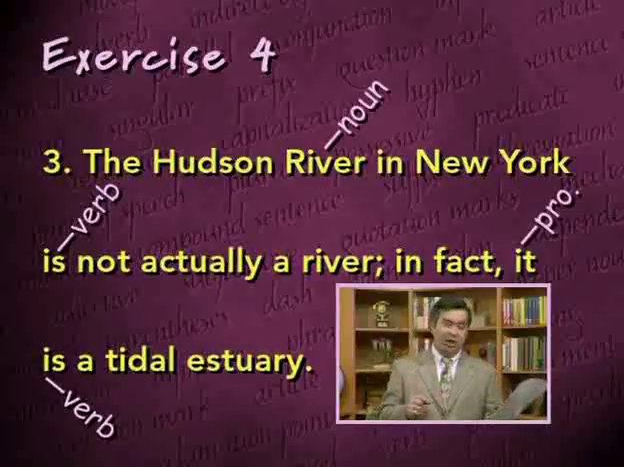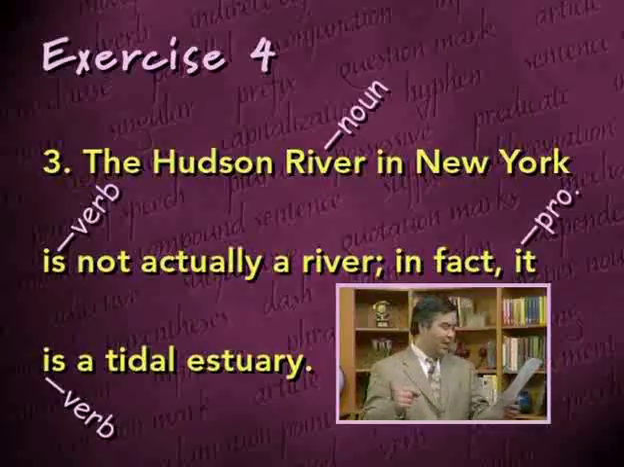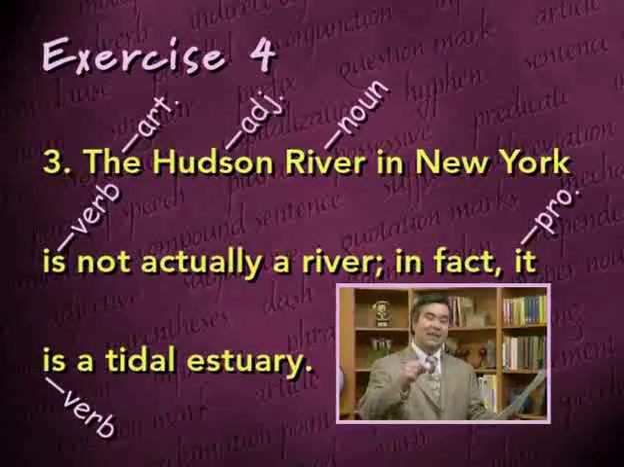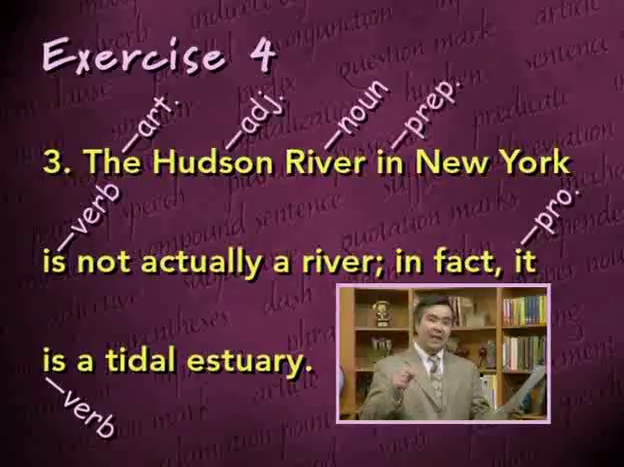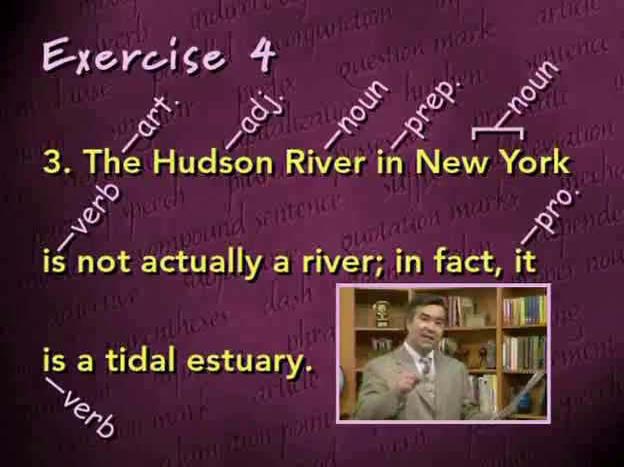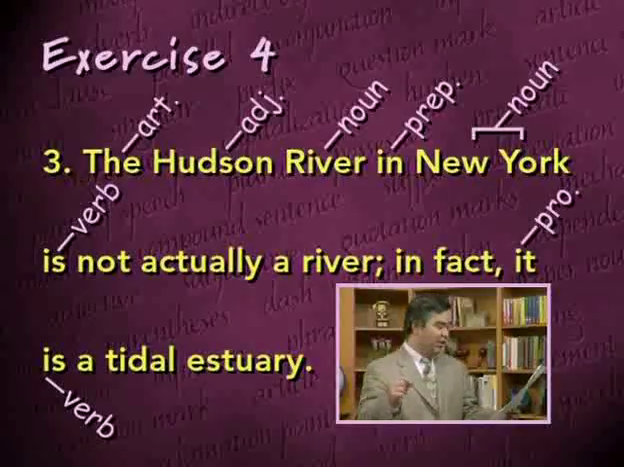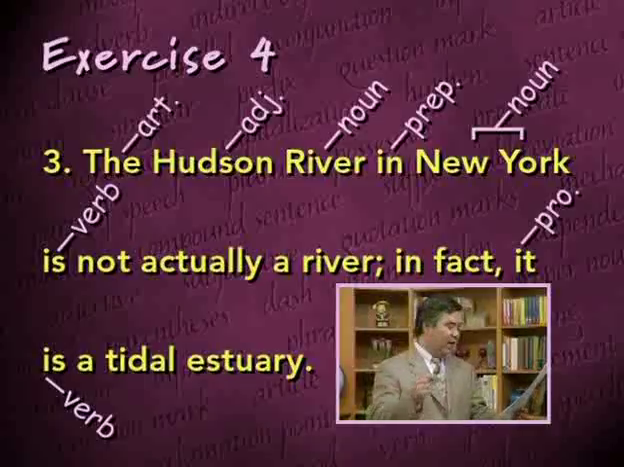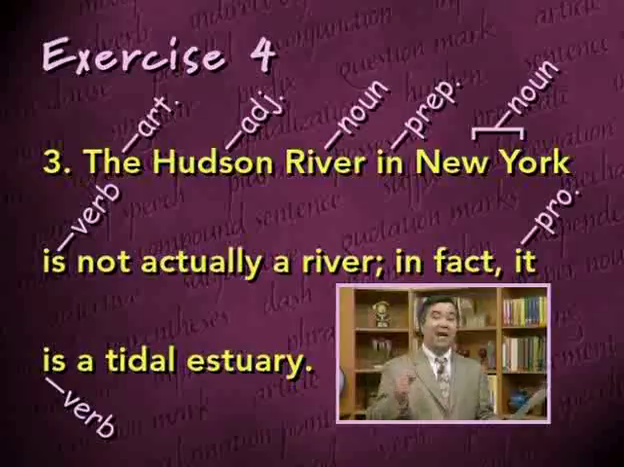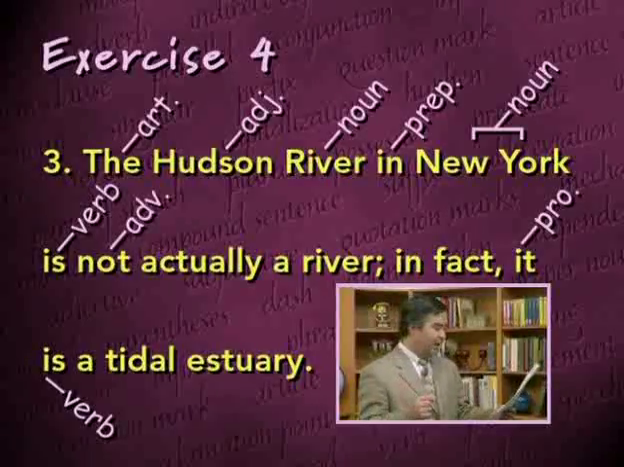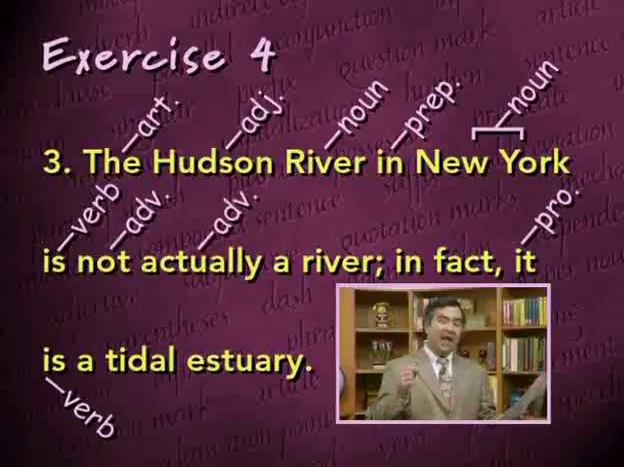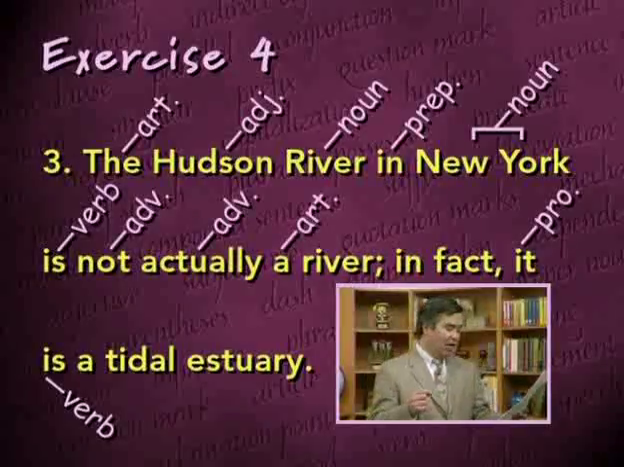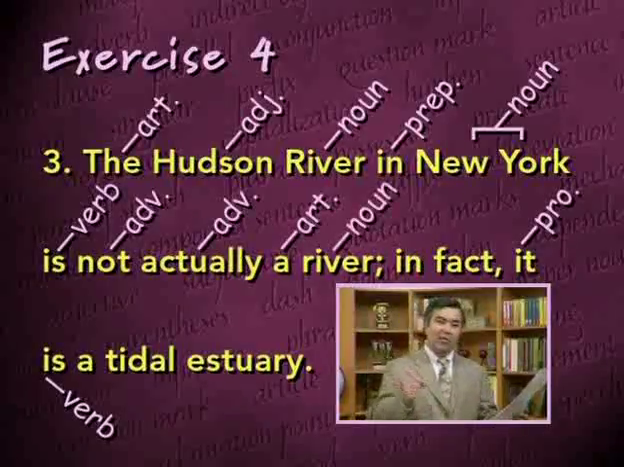Now let's talk about the other words here. We said that river is a noun. The Hudson preceding the word river are an article and an adjective. Hudson is an adjective telling what river. In is a preposition, and New York is a noun. It's a proper noun naming a particular state in the United States, and it's the object of the preposition. It's part of the entire prepositional phrase, in New York. We saw that not is one of the most common adverbs, and that's how it's being used here, and actually is another adverb, also modifying the verb is. A is, of course, an article, and river is a noun. Now we move into the second clause.